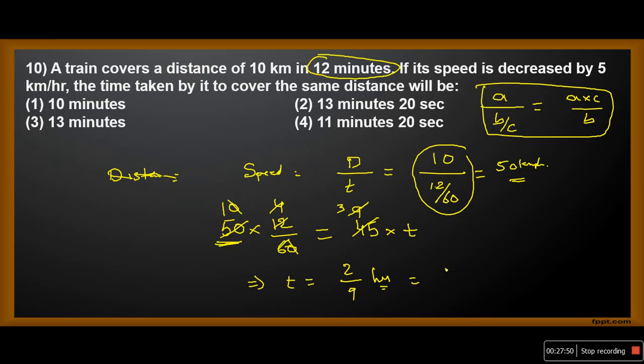Convert that hours into minutes, because the answers are given in minutes. So 2 by 9 into 60, that equals 120 by 9. So 9 13s, how much? 117. 9 13s are 117, remainder 3 by 9 minutes. If you convert 3 by 9 minutes into seconds, you will get 20 seconds. So the answer is 13 minutes 20 seconds. The answer is option 2.